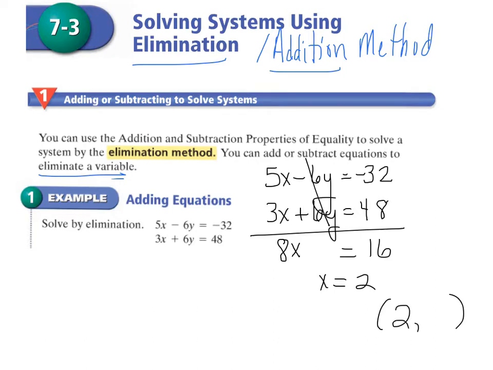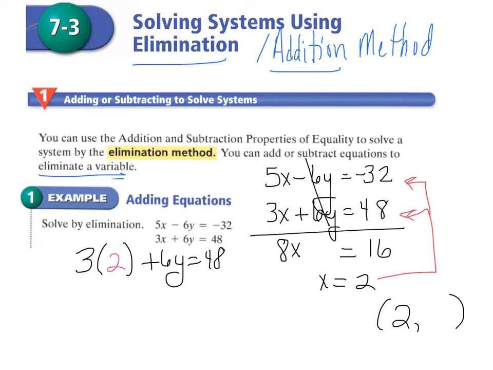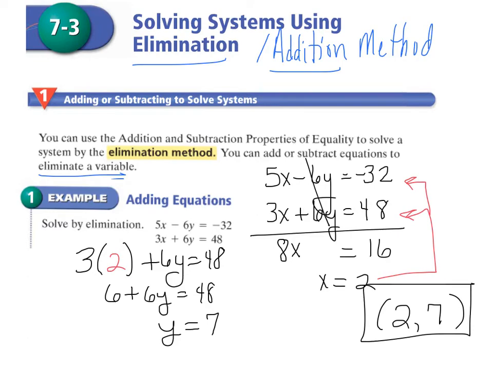But we still need to find y. So in order to do that, I can take this 2 and plug it into either one of these equations. It doesn't matter which one. I'm just going to plug it into the second equation. Now you can do a lot of this in your head. So 3 times 2 gives me 6, plus 6y equals 48. We can solve that on our own. Subtract 6, we get 42. 42 divided by 6 gives me 7. So we know that this answer is going to be the ordered pair (2, 7).